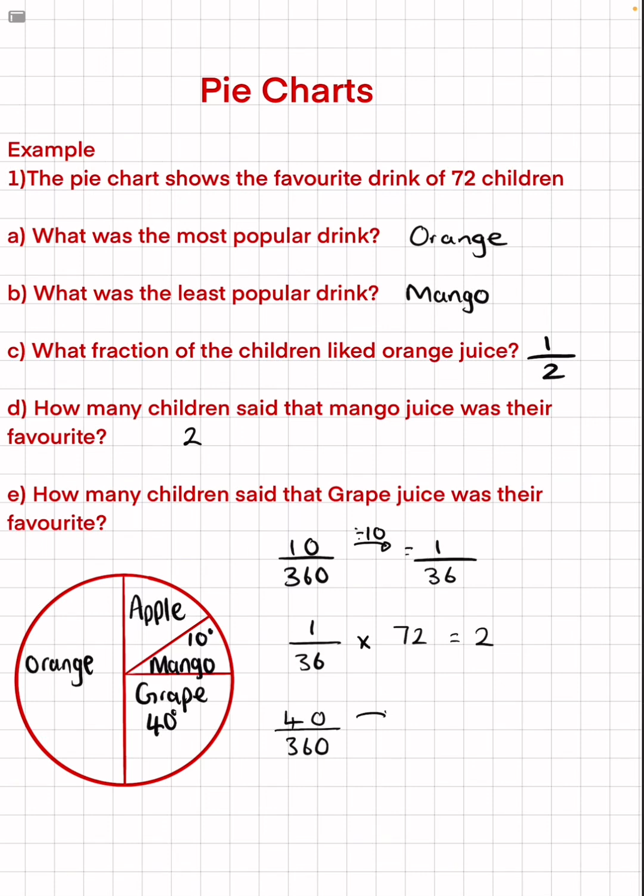So 40 divided by 40 equals 1, and 360 divided by 40 equals 9. 1 over 9 multiplied by 72 is 1 multiplied by 72 is 72, and 72 divided by 9 equals 8. So the answer to part E is 8 children said that grape juice was their favourite.